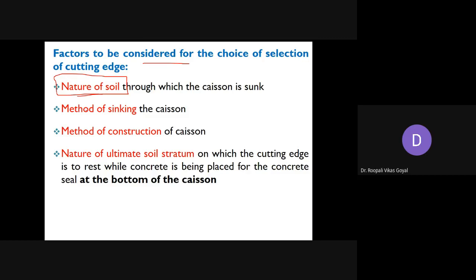Next is method of sinking, कौन सी method से sinking करवा रहे हैं. Then method of construction, कौन सा type का आपका caisson है. Okay, water tightness is required or not, that you have to see. The nature of ultimate soil stratum, exactly at what point it has to reach. Okay, so that is called the ultimate soil stratum on which the cutting edge is to rest while the concrete is being placed. Bottom plug हम जो provide करते हैं वहाँ पे exactly कैसा soil का nature है. So depending upon that you can choose any type of cutting edge.